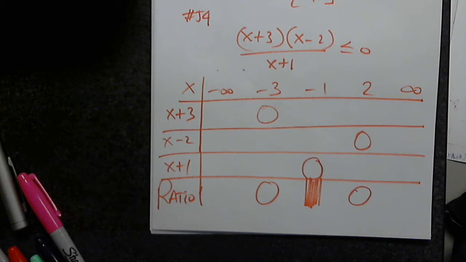So basically, with a rational expression, there's always an undefined value when the denominator is 0.